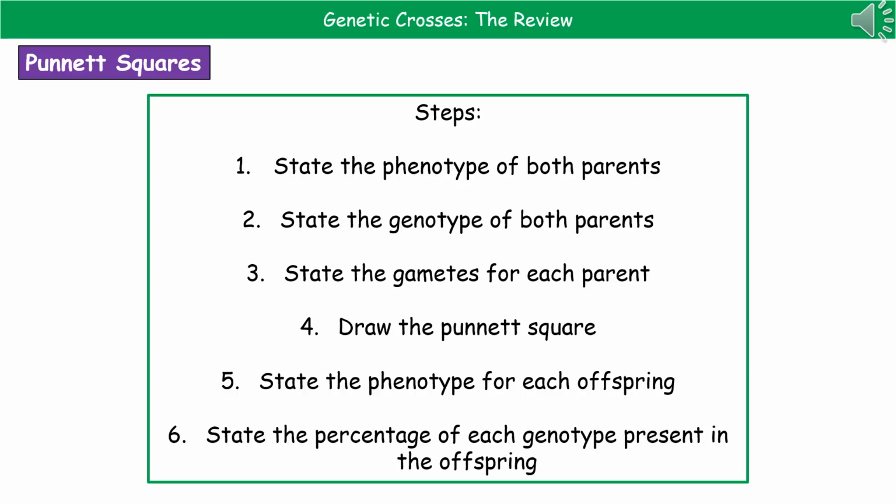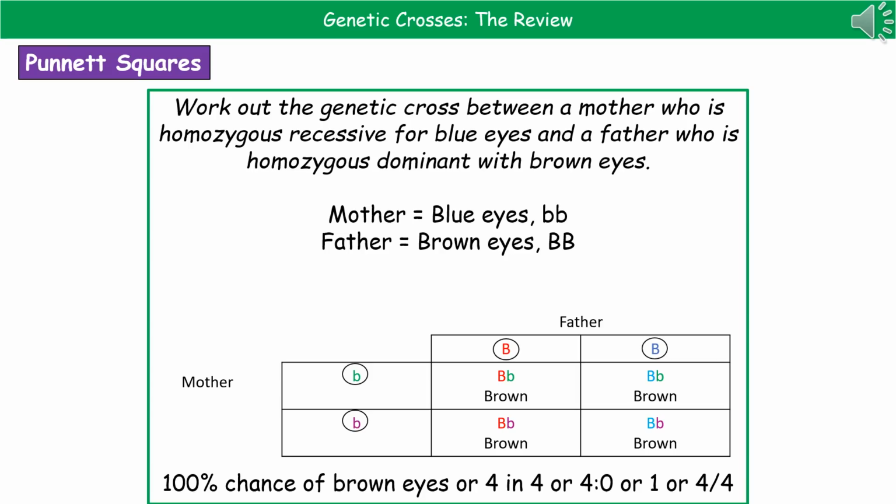Then we state the gametes for each parent. We draw the Punnett square. We state the phenotype for each offspring. And then finally, you state the percentage of each genotype present in the offspring.